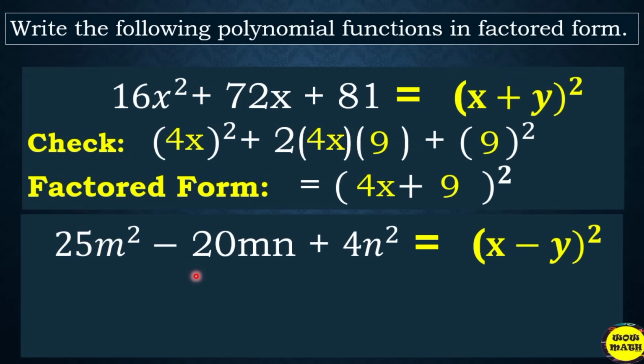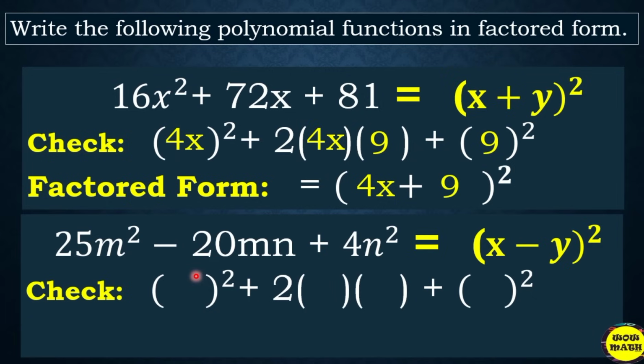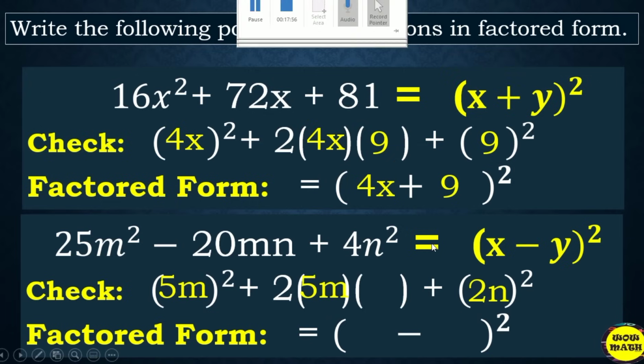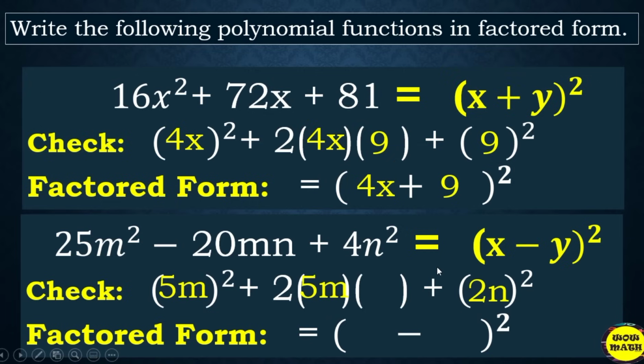So, ito naman, check muna natin kung PST siya, perfect square trinomial. What is the square root of 25m squared? That is 5m. And then, what is the square root of 4n squared? That is 2n. Sorry for the typo. Ilalagay rin natin dito si 2n. Laging ganon, 5m and then 2n.